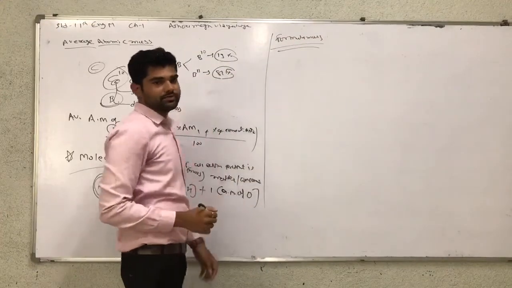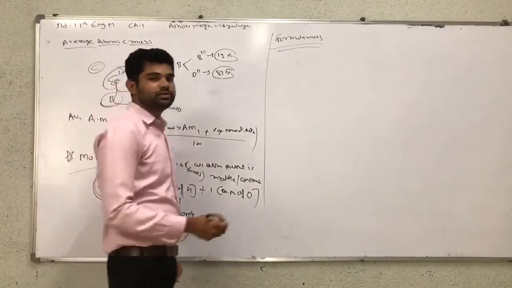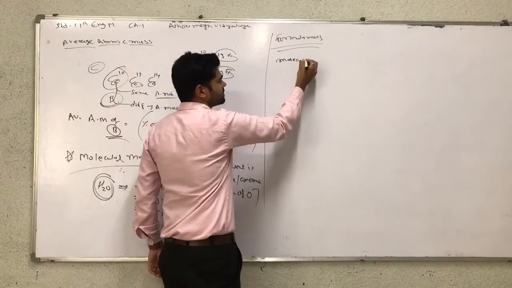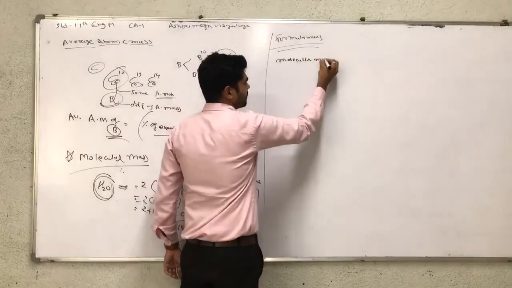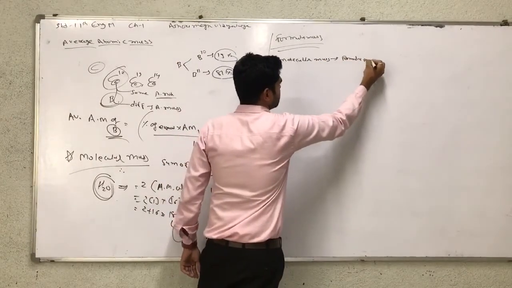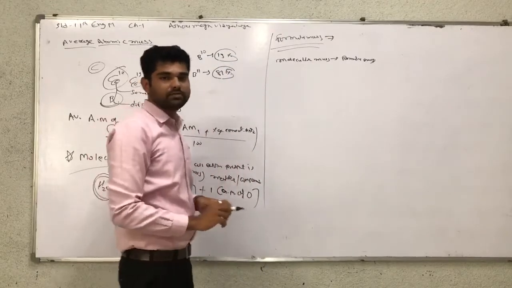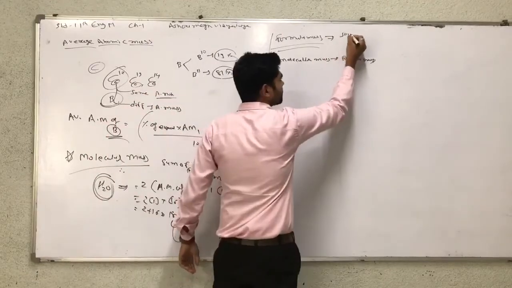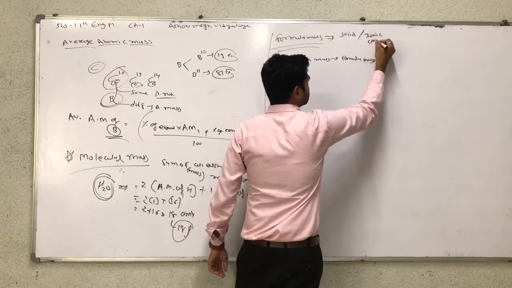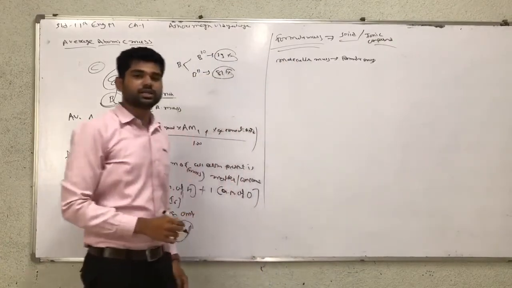Formula mass is one type of molecular mass. It means molecular mass is also known as formula mass. Now, formula mass is only applicable for solid compounds and ionic compounds, not for matter in the gaseous and liquid state.